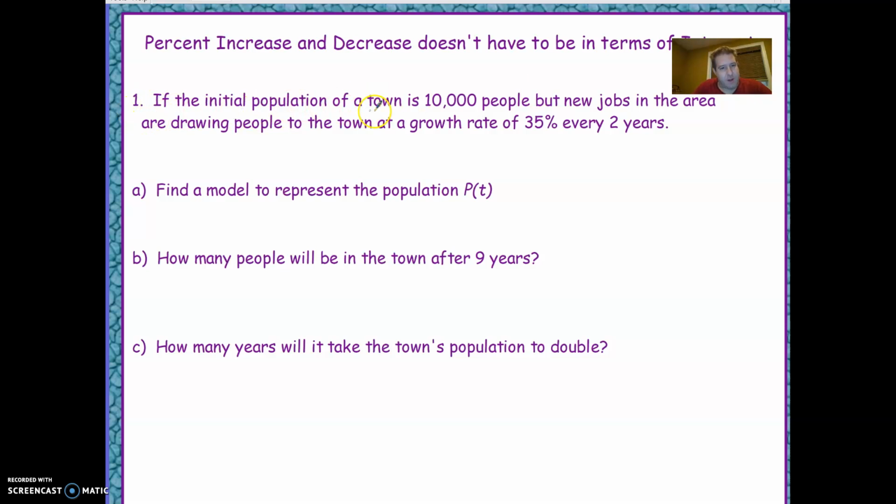Last question. If the initial population of a town is 10,000 and it's growing at a growth rate of 35% every 2 years. So what am I looking for? Initial population, so find the model. That would be P of t equals 10,000 times 1 plus 0.35, raised to every 2 years, so that would be x over 2, if x represents the amount of years.